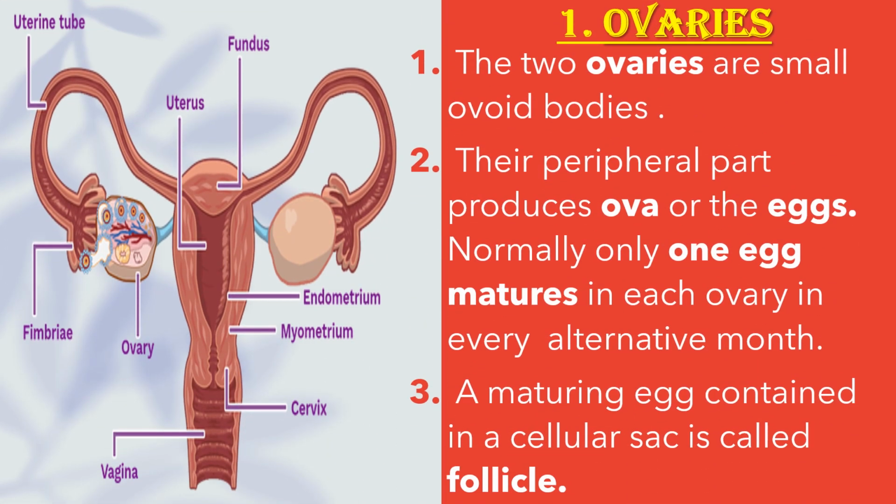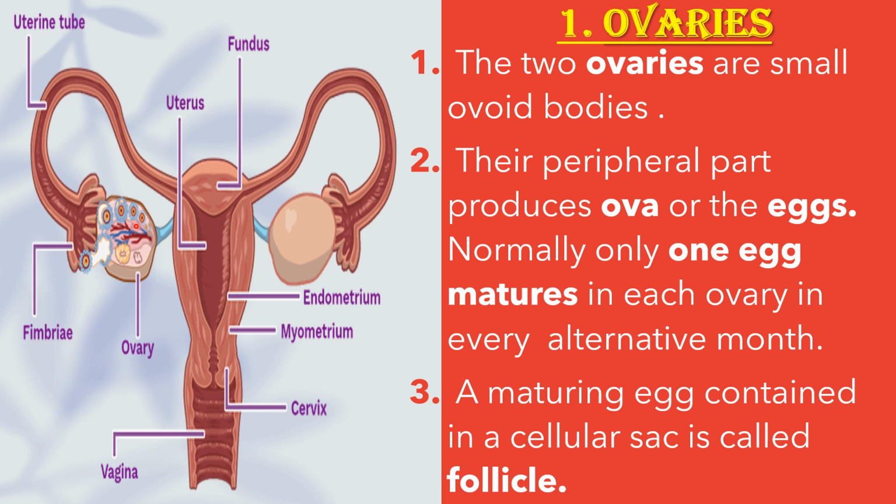Which is the primary reproductive part present in the female reproductive system? They are a pair of ovaries. The two ovaries are small ovoid bodies. Their peripheral part, here you can see, produces ova or eggs. Normally only one egg matures in each ovary in every alternate month.